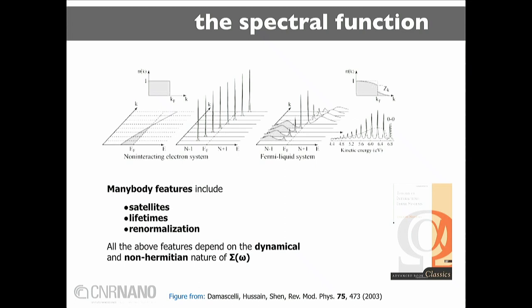All of these are intrinsic features that can already come out of the spectral function or the spectral density, and are due to the dynamical, so frequency dependence, and non-Hermitian nature of the self-energy. So this extra complexity that we have in the self-energy is actually what mathematically gives the physical content of the many-body complexity.